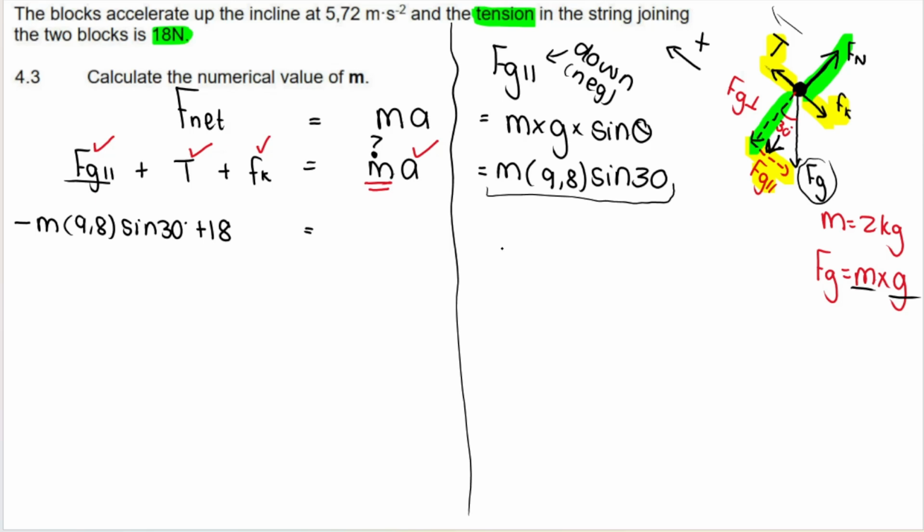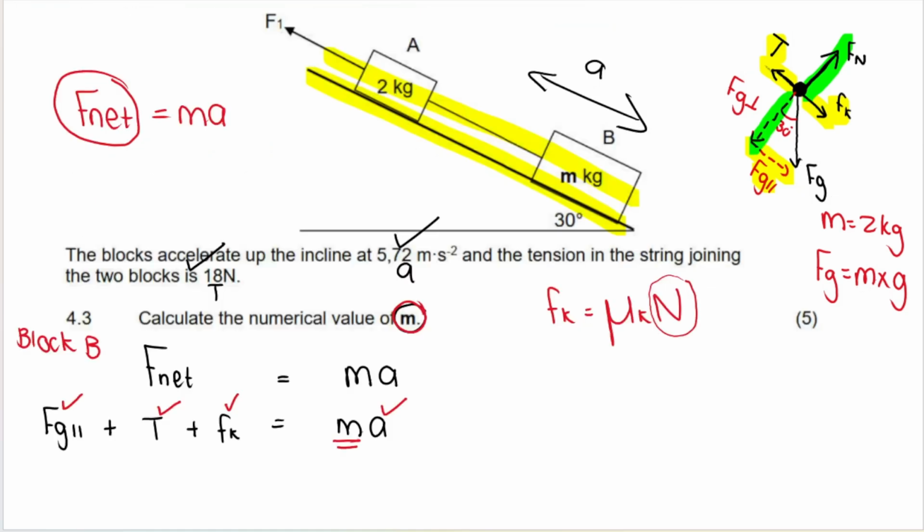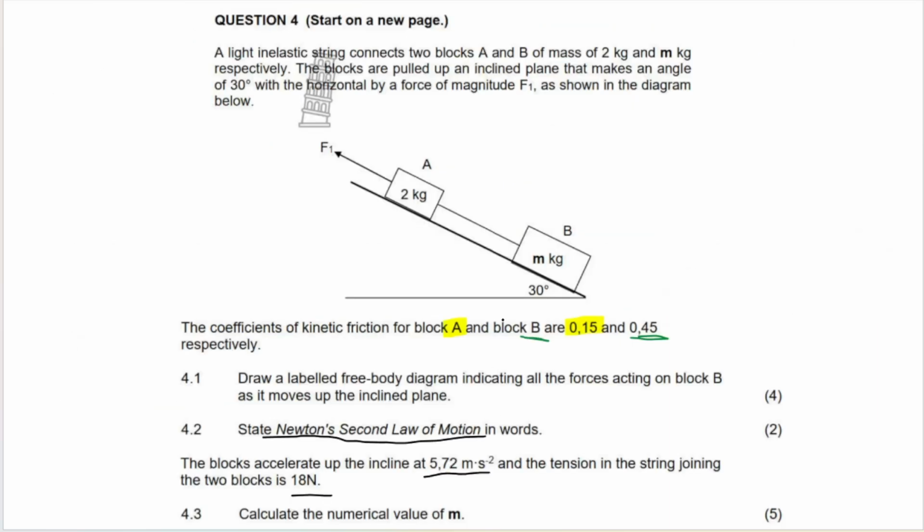Now, friction is a little bit more tricky. And I'm probably going to need a little bit more space eventually over here, so I'm going to do that, just because I know that it's not going to fit in over here. How do I work out friction? You should know that the formula for friction is the coefficient of kinetic friction multiplied by the normal force. Now, I know the coefficient of kinetic friction. They gave it to me in my question. They said the coefficient of kinetic friction for block B is 0.45.